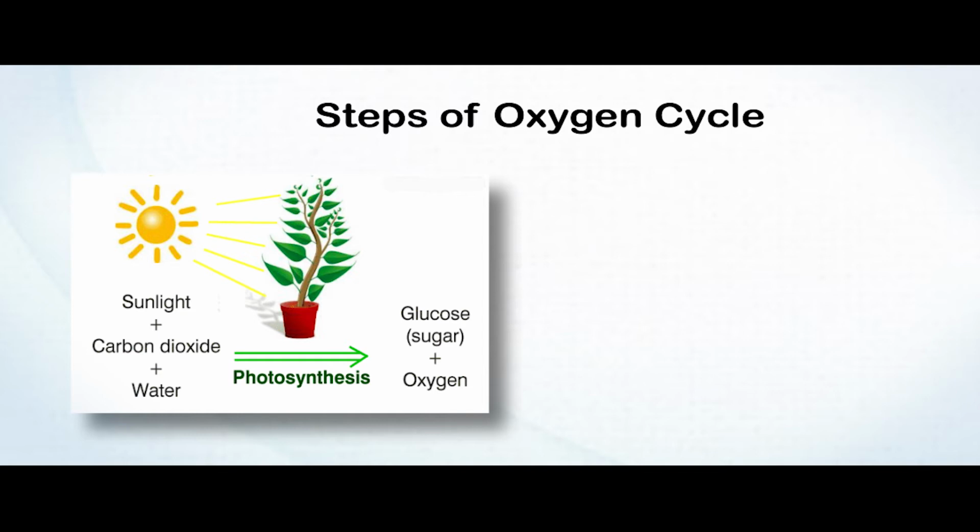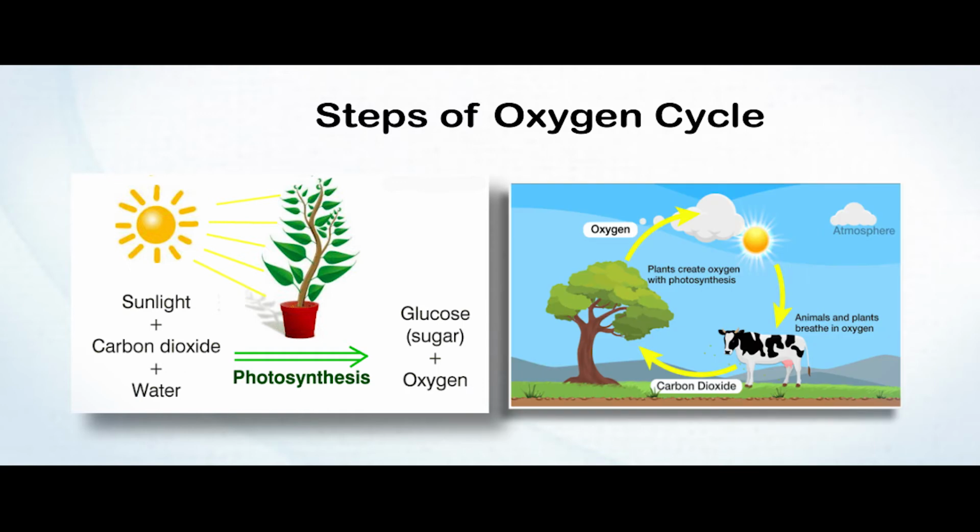In the second step, respiration. The oxygen that is released by the plants is used by the humans, the animals, and the other organisms for respiration. We use oxygen to break down simple sugar and generate energy to sustain ourselves. During respiration, organisms take the oxygen in and release the carbon dioxide into the air. This carbon dioxide is again taken up by the plants for photosynthesis, and the cycle of oxygen continues.